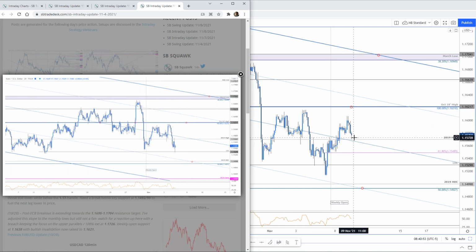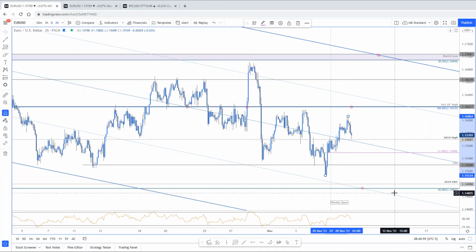If this is heading higher, the monthly range lows, the weekly range lows would need to hold. That 61.8 retracement would need to hold. Okay, so that's my base case scenario.